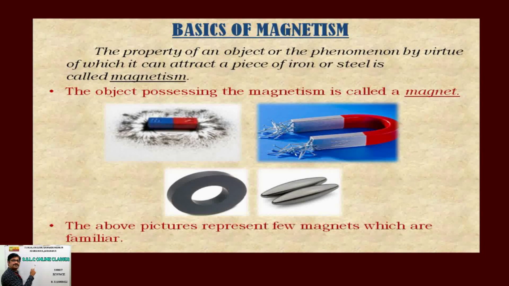So the object possessing the magnetism is known as a magnet. The object or a body which is possessing the magnetism is taken as a magnet. So magnetism is the phenomenon and magnet is the object which is doing that. I hope you are getting the definitions of magnetism and magnet right. So here I am collecting a few pictures of magnets which you are familiar with. Take a look at those magnets.